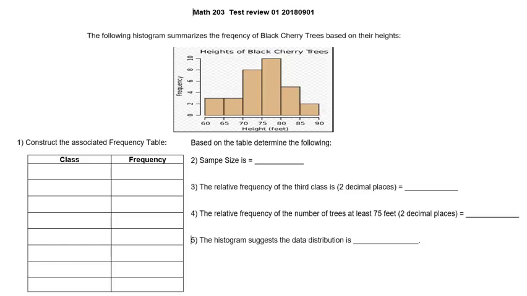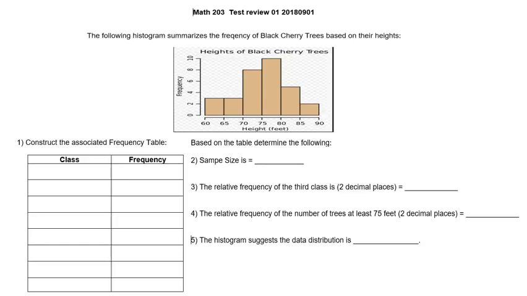If you read the problem, apparently we went out and took a sample of black cherry trees and we measured their heights, and then we grouped the trees into different categories or classes or intervals, as you can see on the screen here. We're going to construct the frequency table associated with this particular histogram.